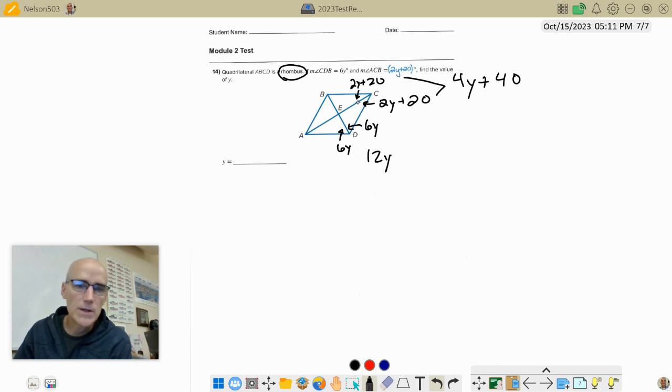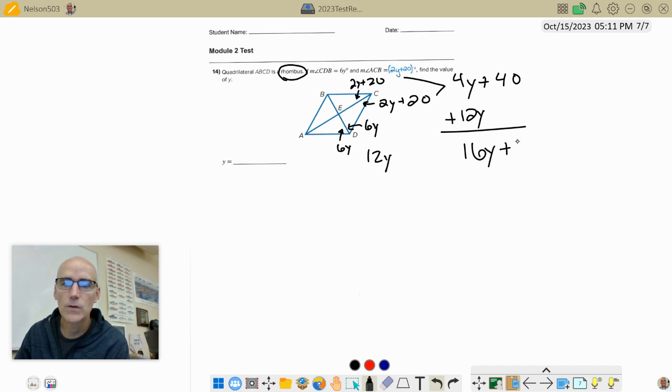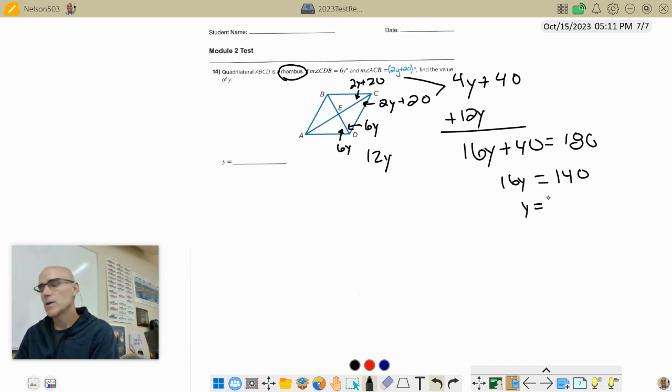And we're back to that supplementary idea. These two added together equal 180. So let me put plus 12y right below this guy, and I get 16y plus 40 equals 180. So I'm adding up all the parts here. And if I subtract 40 from both sides, I get 140. If I divide that by 16, it goes into there 8.75 times.